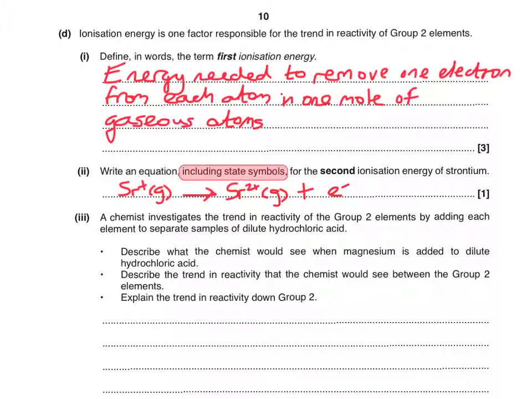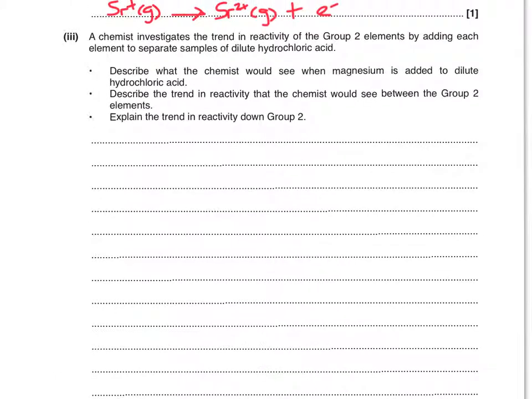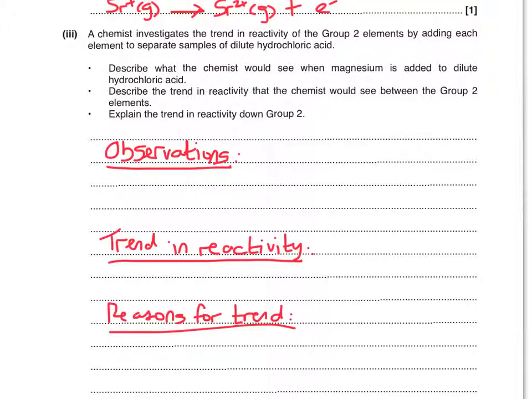So now let's go down to part III. So to do that, I need to move the page down a little bit again. So let's have a look. This is 6 marks. So a chemist investigates the trend in reactivity of the group 2 metals or elements by adding each one to separate samples of dilute hydrochloric acid. So you're told in bullet point form what you're supposed to do. So because there's 3 bullet points, I'm going to put 3 sections in my answer, which would kind of make sense if you think about it, because you've got 6 marks to get, so each one would maybe get you 2 marks. What we've automatically now done is turned a 6-mark question to 3 short 2-mark questions.